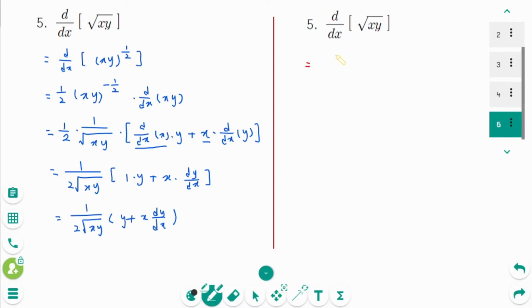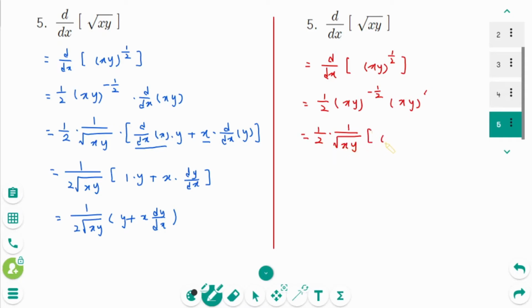Or we can rewrite as d dx of xy to the power of 1 over 2. Then use the general power rule. 1 over 2 xy to the power of minus 1 over 2 times (xy) prime. Then 1 over 2 times 1 over square root of xy.